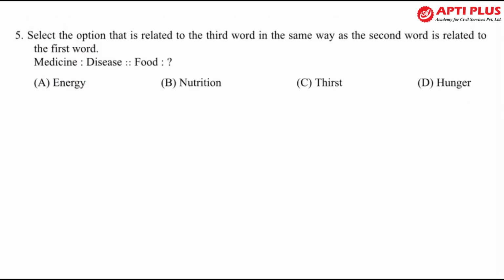The next important question is: select the option that is related to the third word in the same way as the second word is related to the first word. So how is the first word related to the second word here? You'll find that when we have a disease we need medicine, and when we are hungry we need food. So this is an easy question. The answer is B.